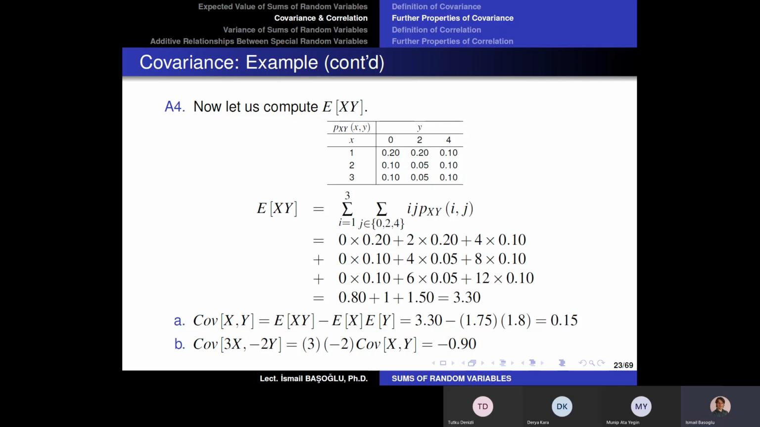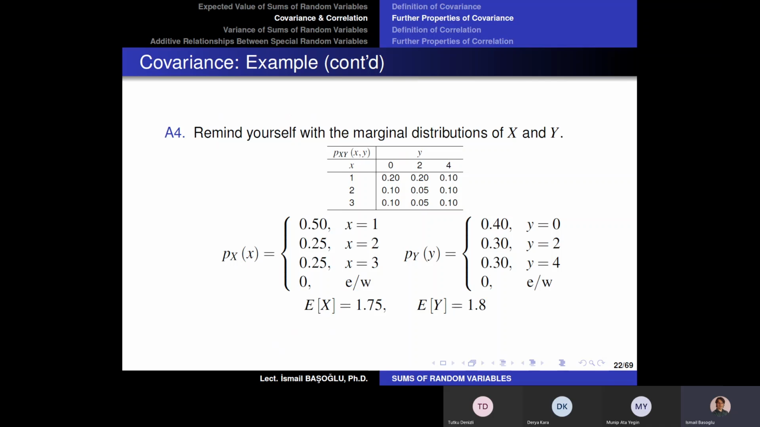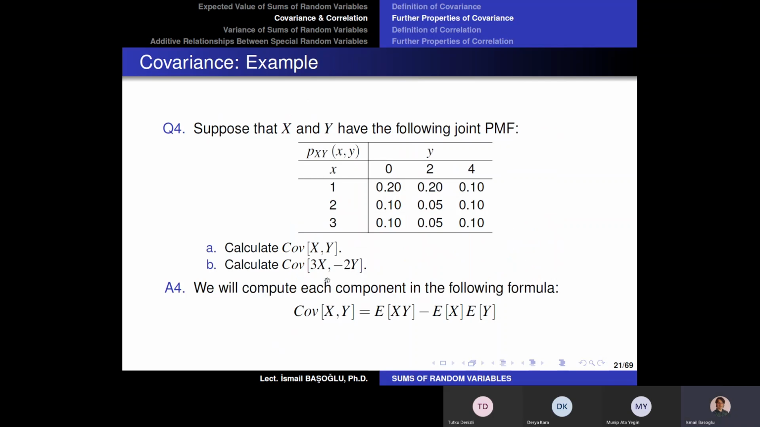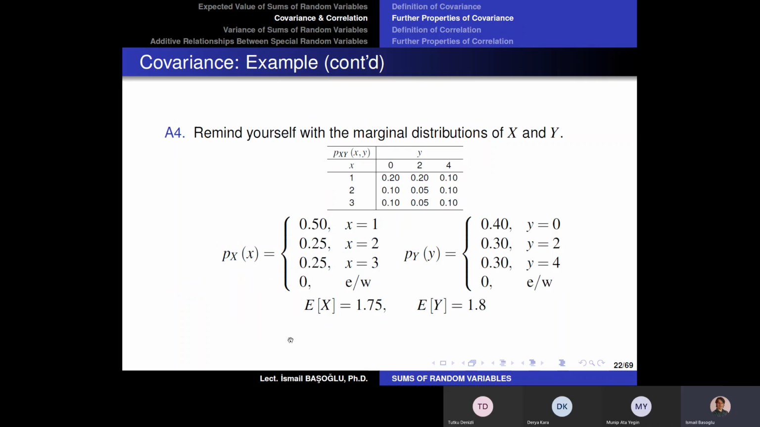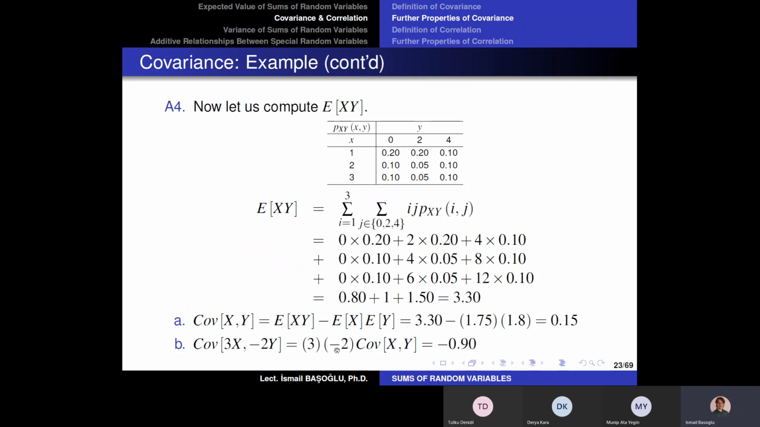Now, for the second part, we are going to calculate the covariance between 3x and minus 2y. So how can I do that? It is simple, right? Both of these coefficients, 3 and minus 2, can get out of the covariance as a multiplier. So the covariance between 3x and minus 2y is going to be 3 times minus 2 times the covariance of x and y, which is going to be minus 0.90.